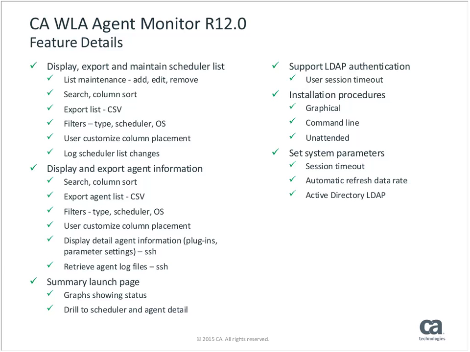From the agent perspective, you can do similar kinds of things. You can search for agents, sort the different agents, and export the agent list. So if there are 100 agents, you can export the entire list and you'll get a comma-separated file. You can also search for agents using different filters: what kind of scheduler are you looking for, what kind of operating system, stuff like that. Again, you can customize the column placement. You can drag and drop all of them.